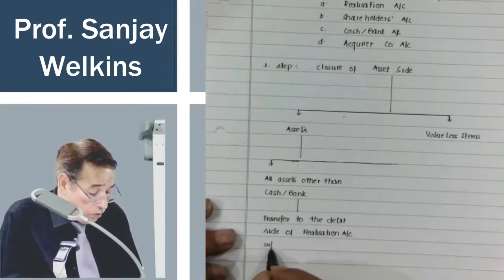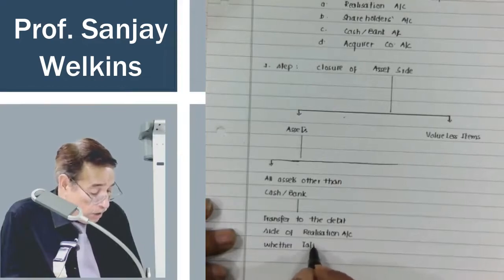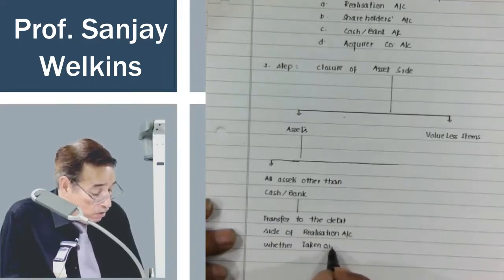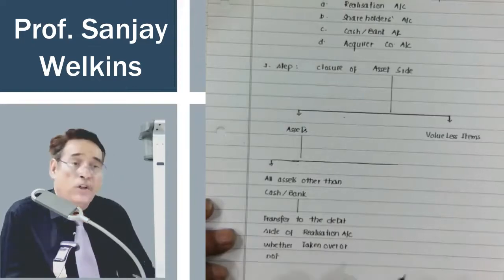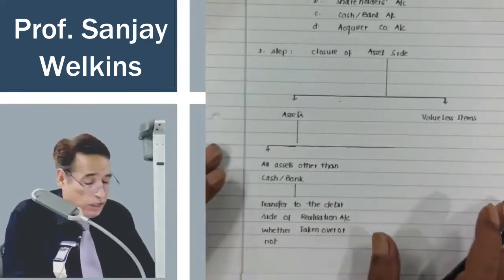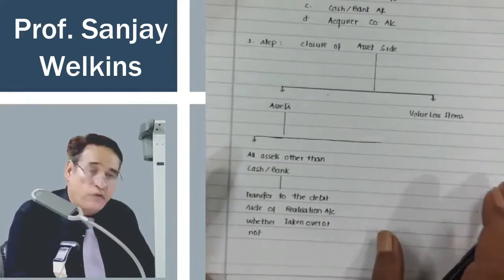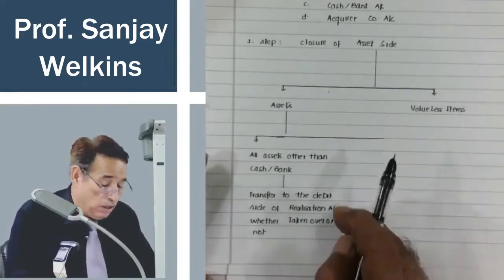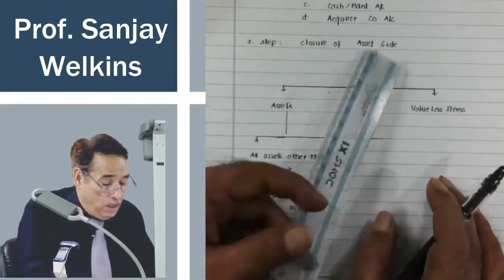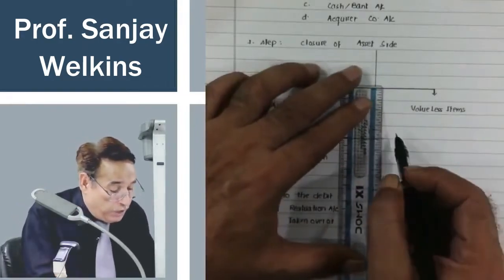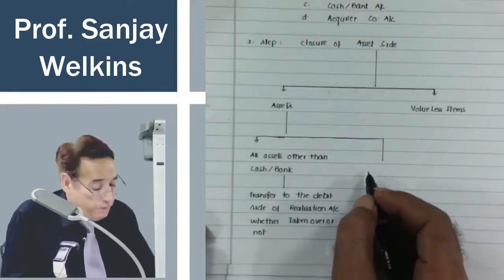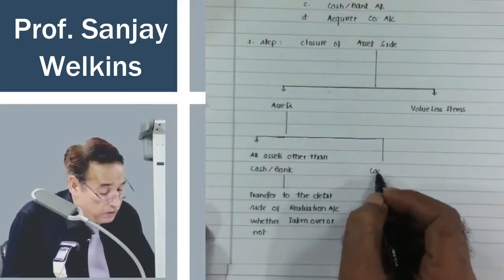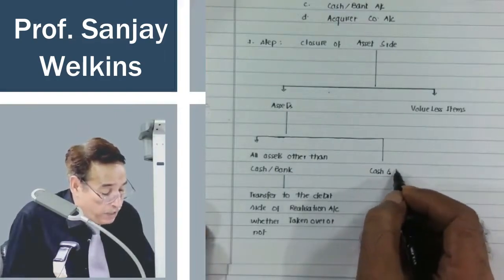Importantly, whether taken over or not. Irrespective of whether these assets have been taken over or not, we are going to transfer them to the debit side of the realization account, and all these items will get closed now. Then what will be the treatment of cash and bank? We have to exercise a bit of caution with respect to cash and bank.